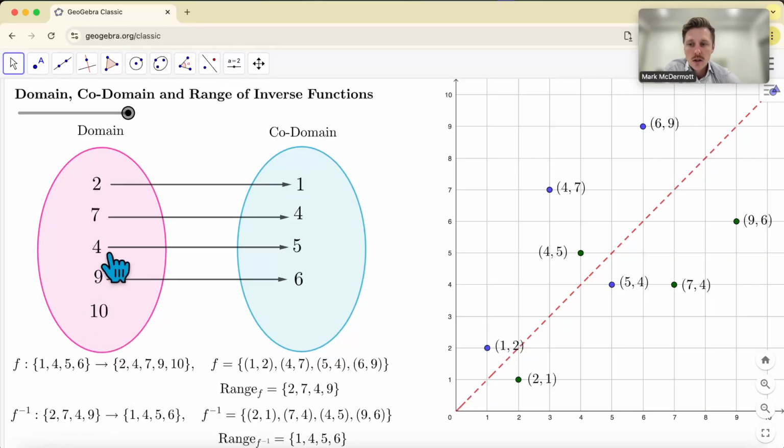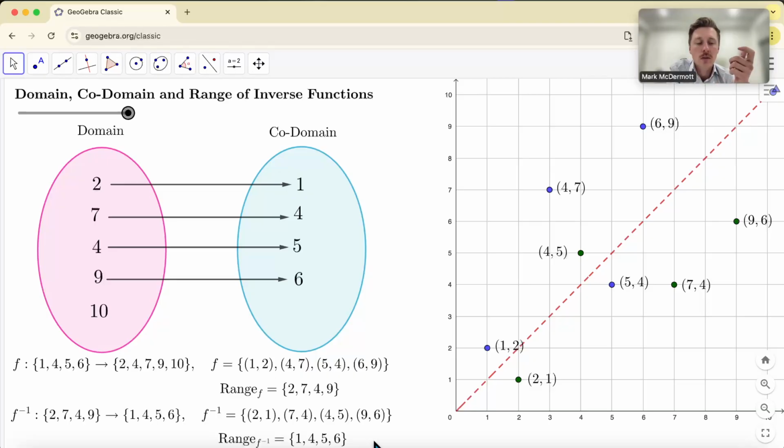So we end up with an inverse function that has a domain of 2, 7, 4, and 9, but it only maps to 1, 4, 5, and 6. And so we say that the function inverse is (2, 1), (7, 4), (4, 5), and (9, 6). You swap the x and the y values. So you'll notice up here that it's a reflection along this line, y equals x. So (1, 2) becomes (2, 1), (5, 4) becomes (4, 5), (4, 7) becomes (7, 4), and (6, 9) becomes (9, 6). Okay, and remember the range is only the values that are actually outputted. So 1, 4, 5, and 6.